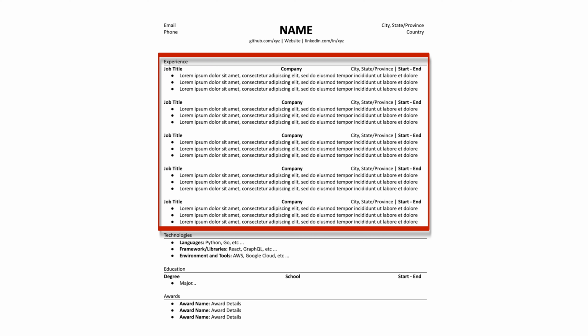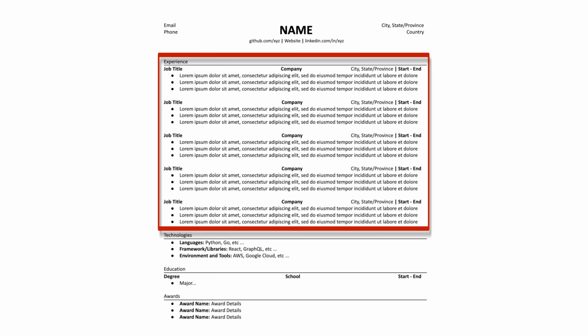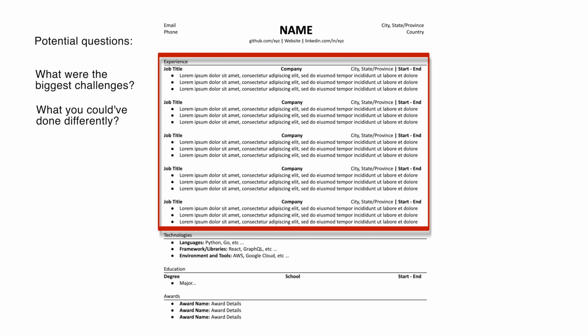For easy legibility, try to keep bullet points at the same number of lines. If you have 2 bullets at 2 lines each, put those 2 at the top and the shorter ones below. Make sure you can talk about each job in depth technically. You'll also want to be ready for questions like what were the biggest challenges and what you could have done differently if you needed to do one of your projects again.